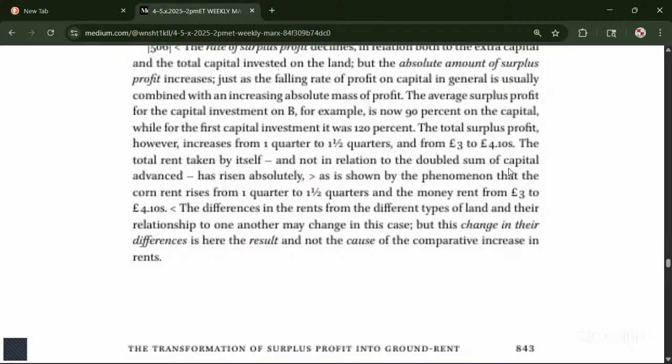The differences in the rents from the different types of land and their relationship to one another may change in this case, but the change in their differences is here the result and not the cause of the comparative increase in rents.